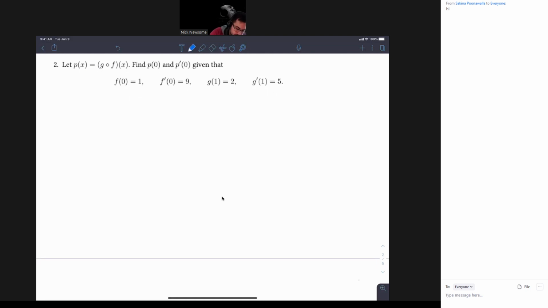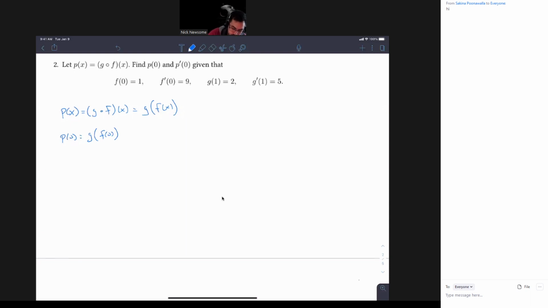The first thing that I like to do, just because I'm not a huge fan of the circle composition notation because it doesn't make clear what actually is happening, is to note that this g compose f of x really says g of f of x. It says do f first and then do g. So parentheses, start on the inside, work your way out. So p of 0 then is g of f of 0.